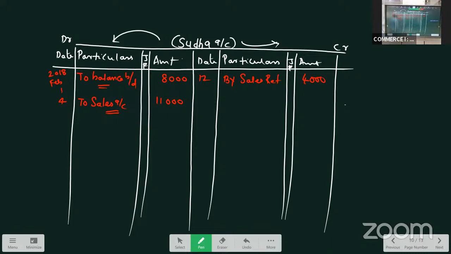Okay, next is cash received from Sudha. We, as a business, received cash from Sudha. So Sudha is the giver in this case. Cash is going away from Sudha. How much is it? 3,000. On the 16th, Sudha paid cash to us. We received. So by cash, 3,000.